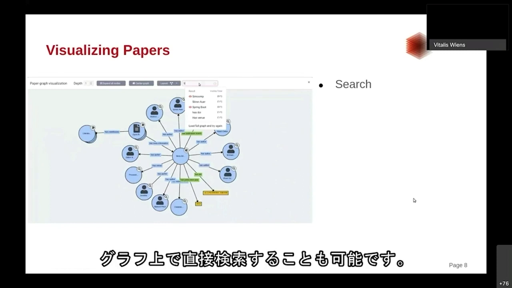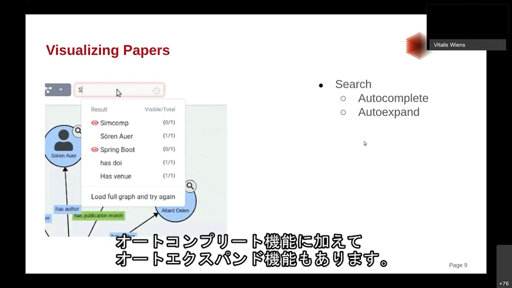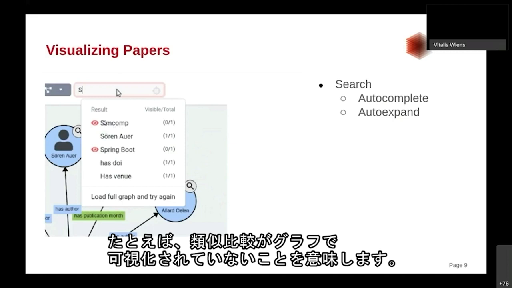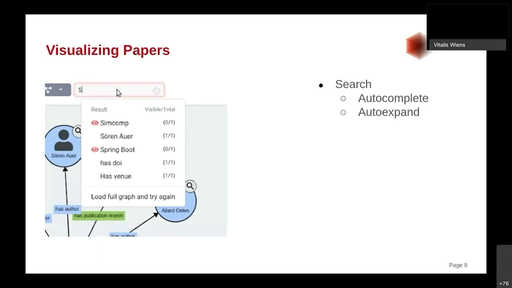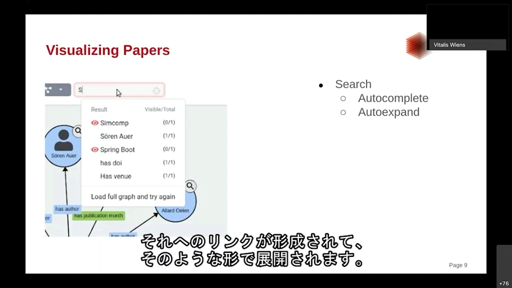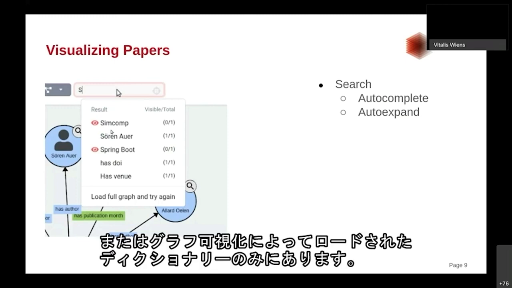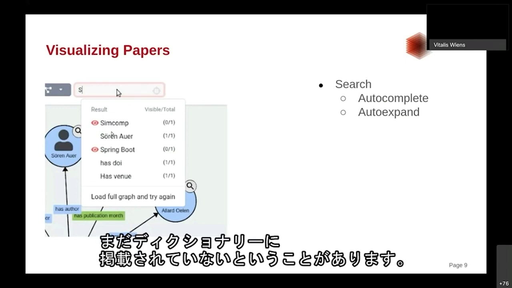And we can also do a search directly in the graph. When we search, we have autocomplete and also auto-expand, which means basically, for example, the similarity comparison is not visualized in the graph, but when you click on it, it will automatically determine where the node is in the graph, build a link to it and then expand it in such a way. But the search functions only on the dictionary that is currently visible or has been loaded by the graph visualization. And so it can happen that you have not explored certain properties of a certain node, and that's why they are not in the dictionary yet.